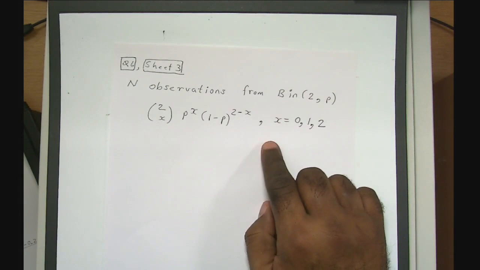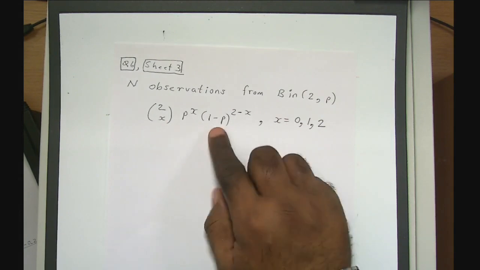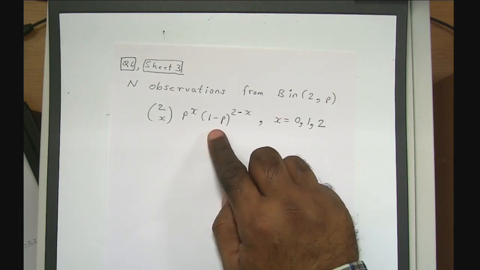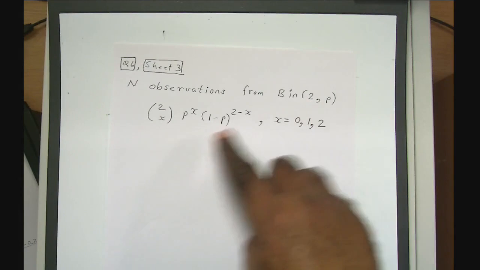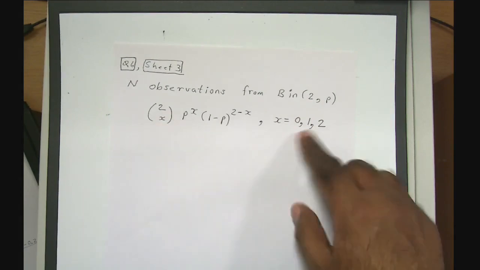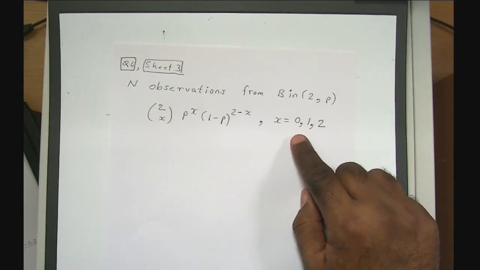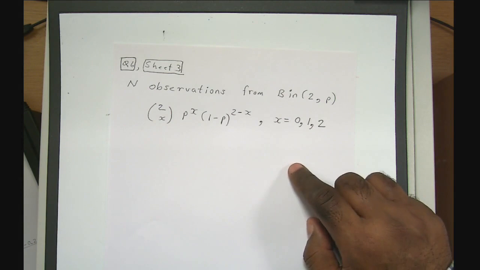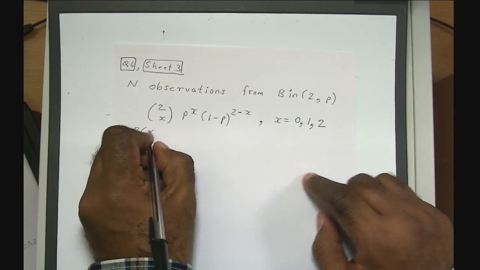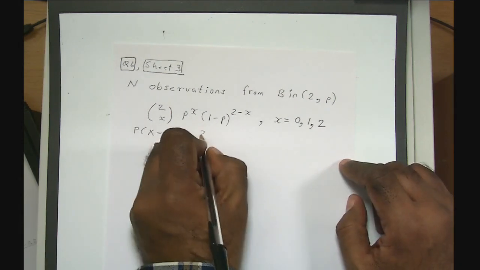A binomial variable with these parameters has this as the probability mass function, right? I'm sure you guys know this is the PMF of the binomial, guys, right? And x can only be 0, 1, or 2. There are only 3 possible values, right? So for example, the probability that x equals 0 is to choose 0.